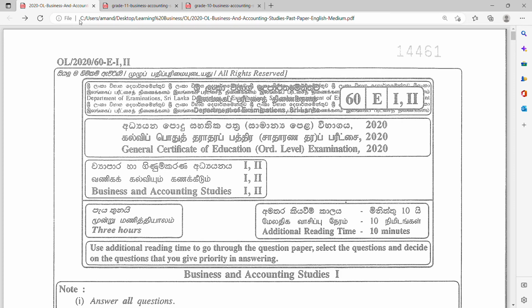Hi everyone, so we are going to continue our past paper discussion for the subject Business and Accounting Studies. We are looking at the past paper 2020 O-level examination.